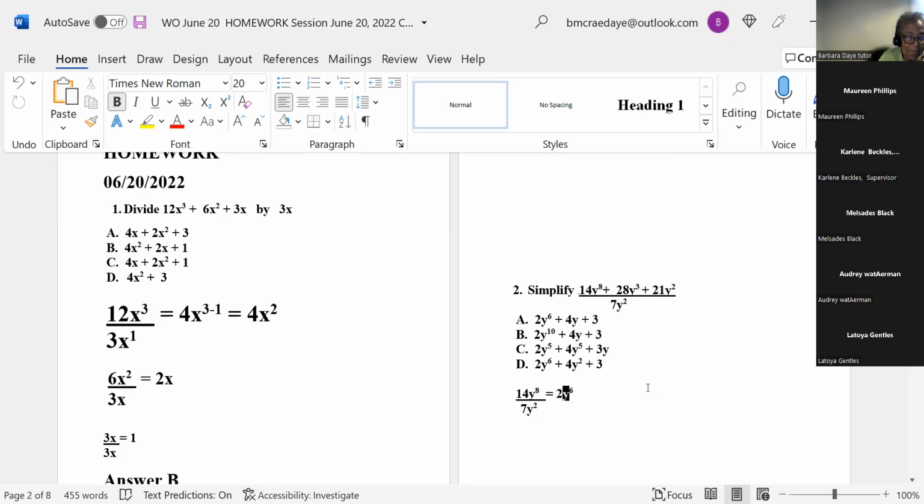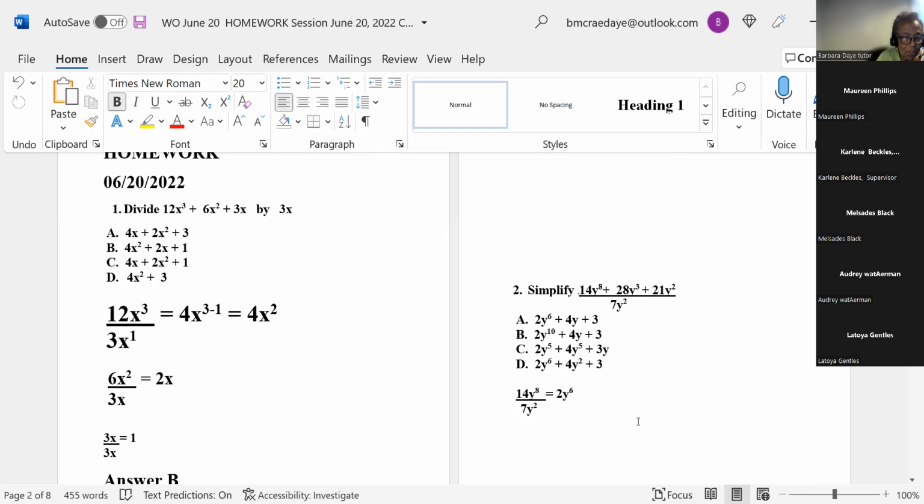So what two answers can you eliminate, Mercedes? You can eliminate two of the choices. What are they? B and C, because B is 2y to the 10th, C is 2y to the 5th. So you can eliminate B and C. And you know it's between A and D, correct? Right.